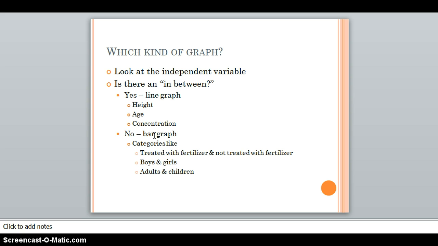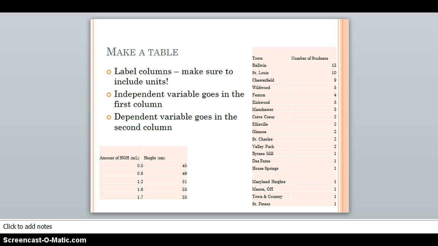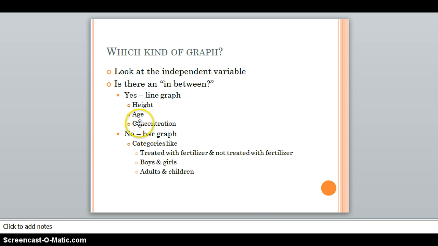Well, you need to ask yourself, is it possible to have data points in between the data points I collected in my experiment? If your answer is yes, then you should create a line graph. If your answer is no, then you should create a bar graph. On the last slide, my first data point was for giving someone 0.5 milliliters of human growth hormone. And my second data point was giving 0.8 milliliters of human growth hormone. There are values that I can imagine in between 0.5 and 0.8. So my chart should be a line graph.